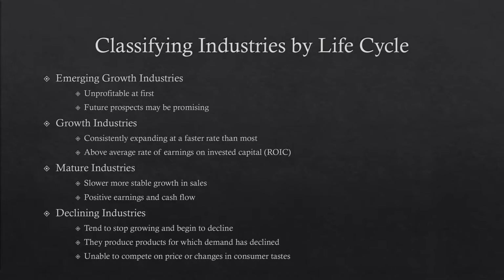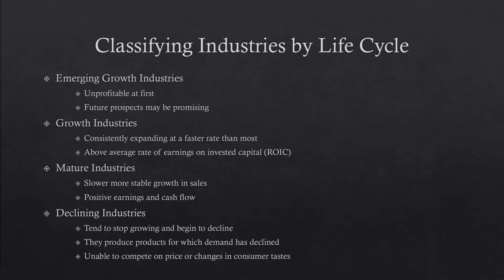Mature companies, they have slower, more stable growth in sales. They have positive earnings and cash flow. Often they would have a dividend. You can think of mature companies like Microsoft. Apple could be considered mature. Could also be considered growth since it is still expanding at a significantly fast rate as well. So that is the thing with these. You can sort of put stocks in more than one category, or they could be in between. It isn't just a defined set thing.